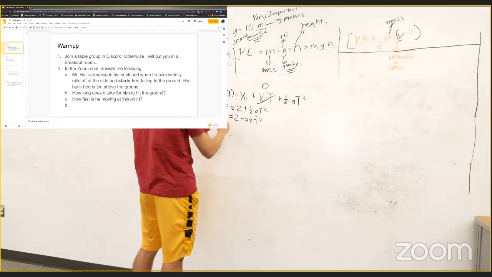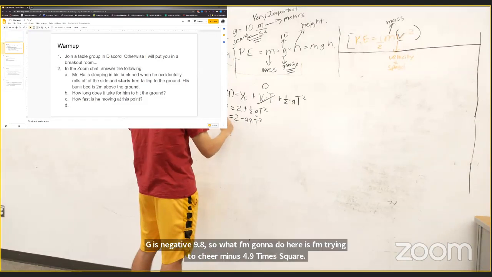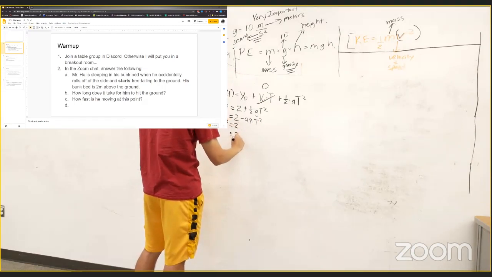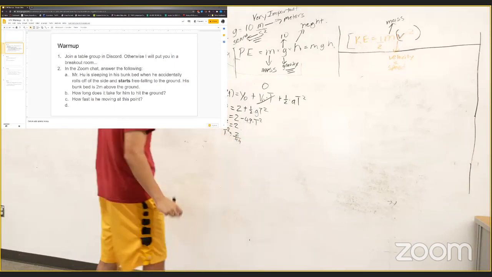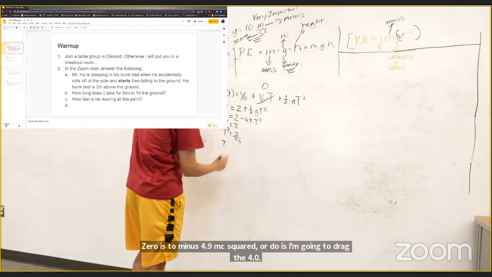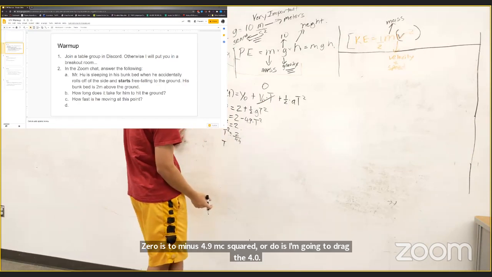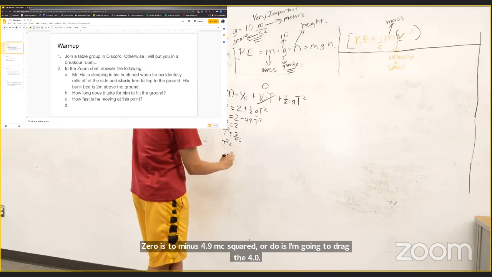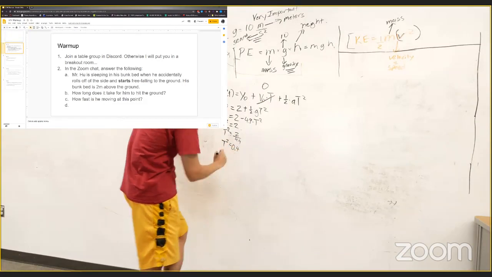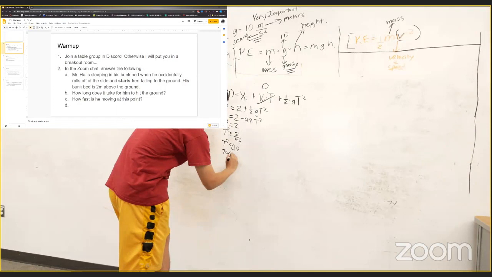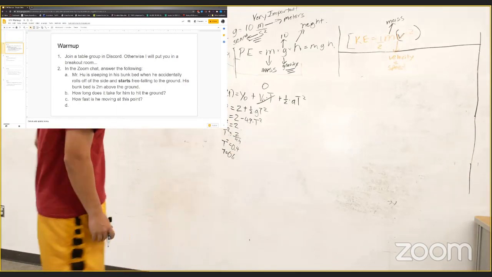What I'm going to do is drag the 4.9 over. So 4.9 t squared is equal to 2. Then 2 over 4.9 is equal to t squared. That means t squared should be roughly 0.4 roughly. So t is, what, roughly 0.6 or so, give or take.